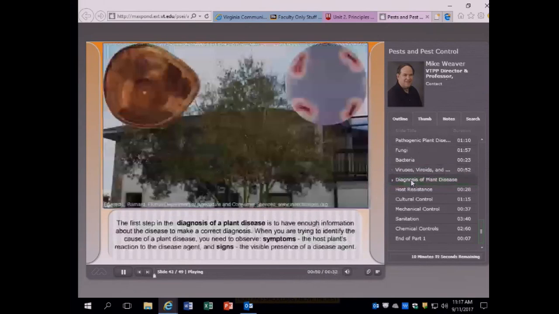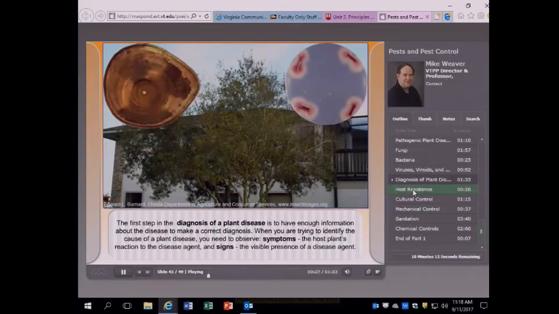If you try to control a plant disease without having enough information about it, you will usually fail. The first step in disease management is to diagnose the disease correctly. You can recognize diseased plants by comparing them with healthy plants. To recognize the disease condition, you must know the plant's normal growth habits. When you're trying to identify the cause of the plant disease, you need to observe the symptoms. And the symptoms are the host plant's reaction to the disease agent.